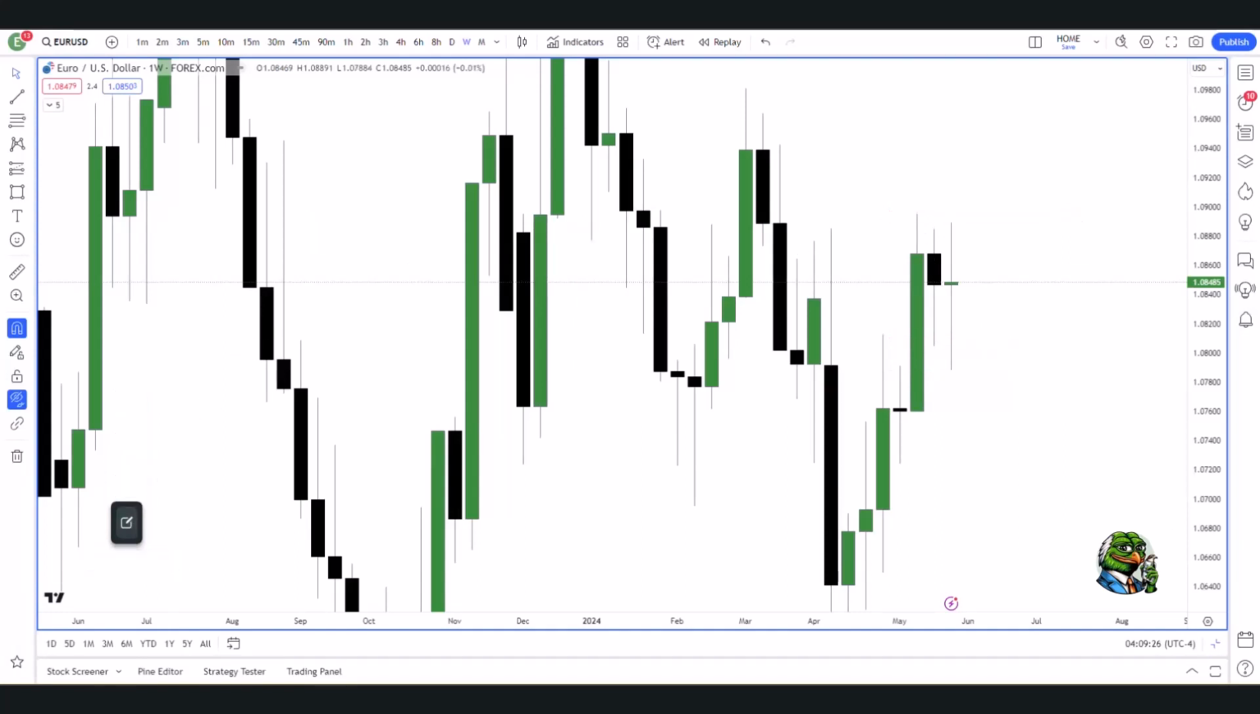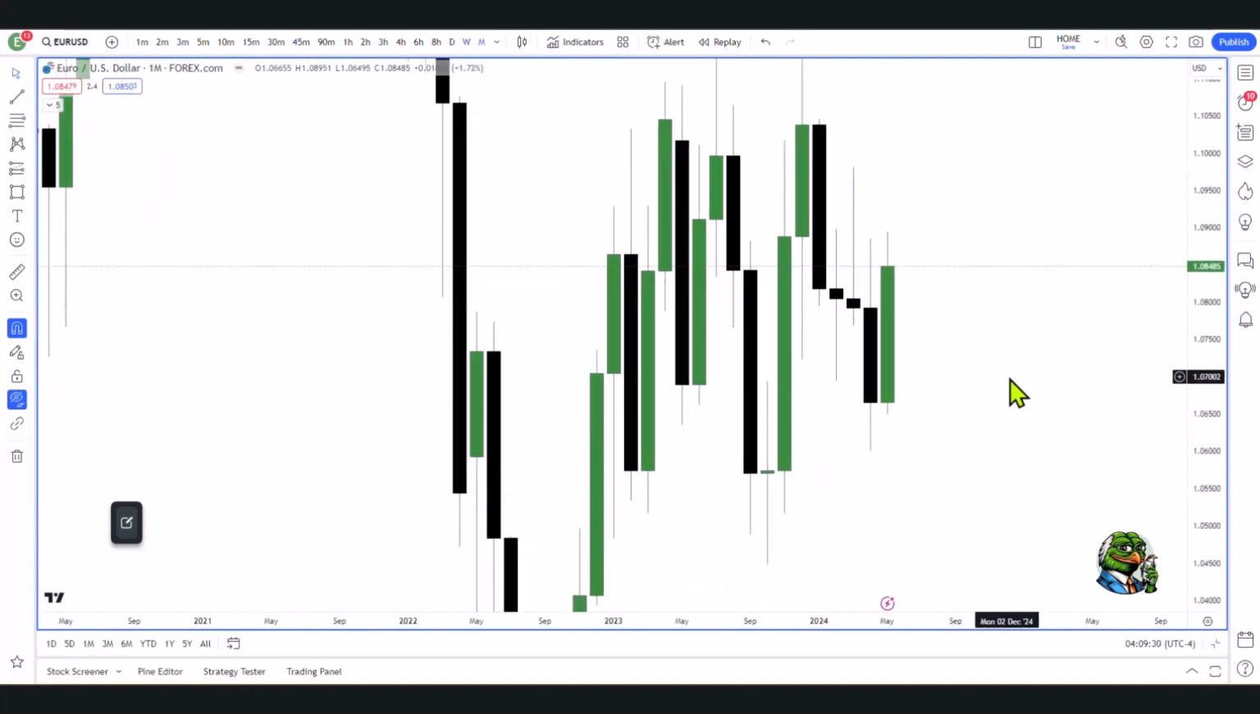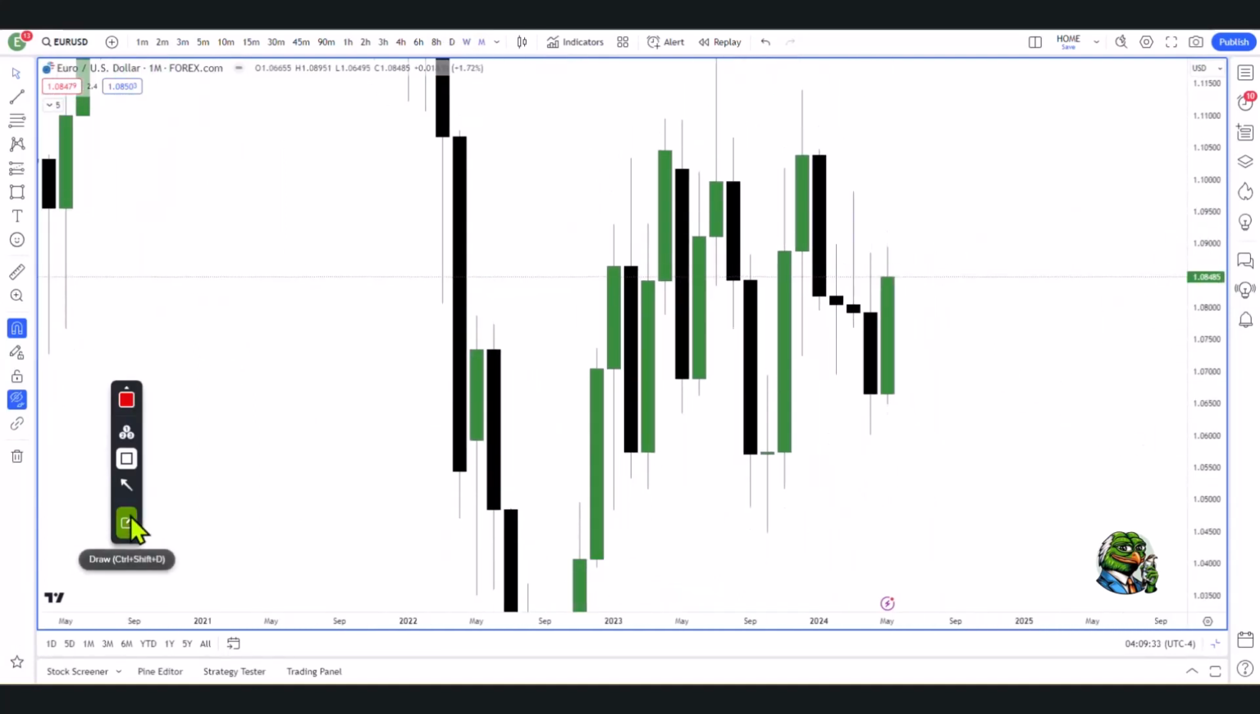Okay, so we can also now look at the monthly, see what the monthly might be telling us. So if we look at the monthly, we can see where we have come from. Well, we have taken out liquidity over here. Okay, so the job down below has been done.